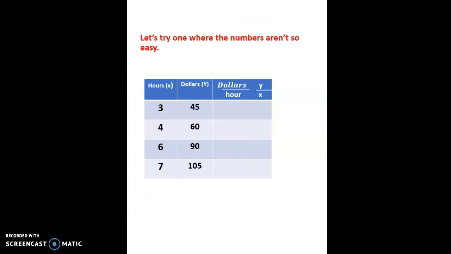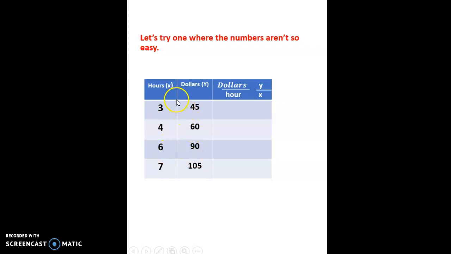So now let's try one where the numbers aren't as easy, right? So how do we get from 3 to 45? Well, if you cannot do that in your head, the easiest way to do it would be to use division. So we're going to use 45 divided by 3. It's always y over x, okay? I want you to think about that. It's always the y column over the x column.